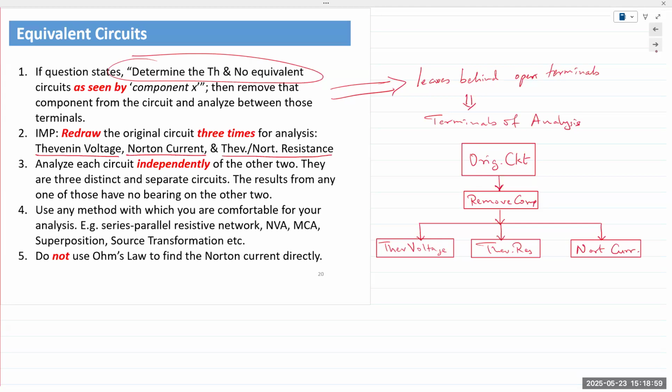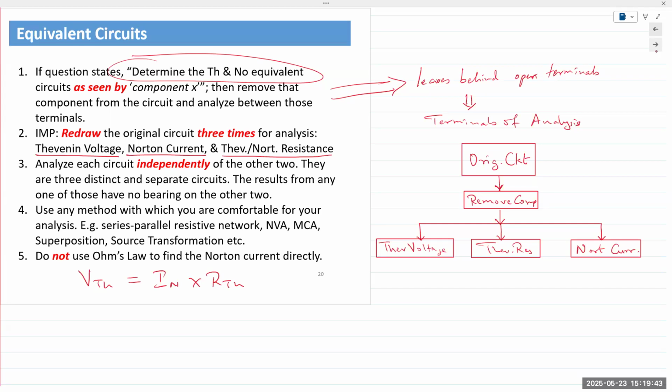Now, obviously, the 3 quantities are related by Ohm's law. VTH is equal to IN times RTH, which means if you know 2 of the 3 quantities, you can calculate the third, right? But it's not always possible to calculate the Thevenin resistance. It may sometimes not be possible to calculate voltage or current because we may have dependent sources in there. And so we need to know how to calculate each of these quantities independently.